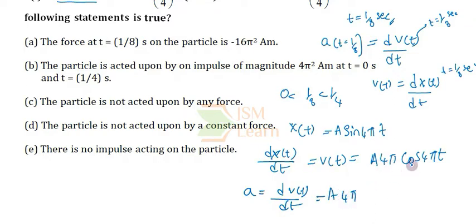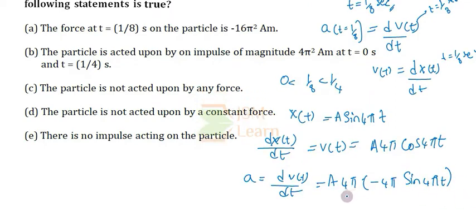When I differentiate cos x, I get minus sin x, and further differentiation gives 4 pi because d by dt of t equals 1. So here I get minus 4 pi because d by dx of cos x is minus sin x. Here my sin x is sine of 4 pi t. So when you write it in simplified manner, you get the acceleration as minus 16 pi square a into sine 4 pi t.